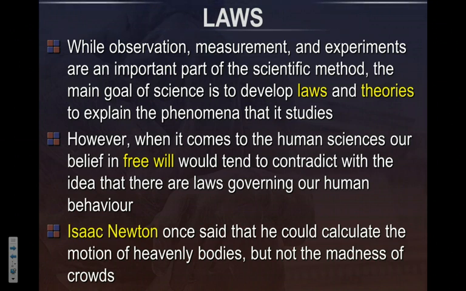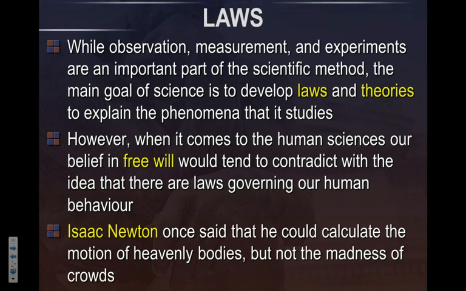However, when we place this in the context of the human sciences, we've got a bit of a challenge. How do we apply a law to, for example, economics or a law of psychology? One of the things that stands in the way is this idea of free will, that humans have a free will that has a randomness to it, that contradicts the idea that laws can even be applied within human sciences. It was actually Isaac Newton who once said that he could calculate the motion of the heavenly bodies, but not the madness of the crowd.